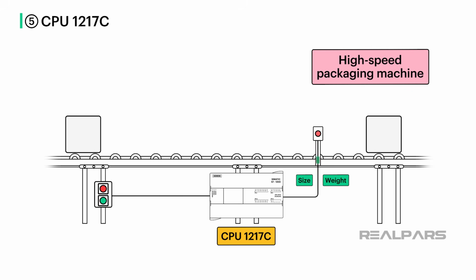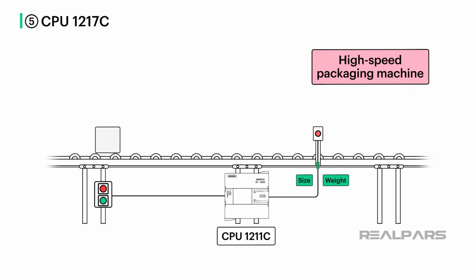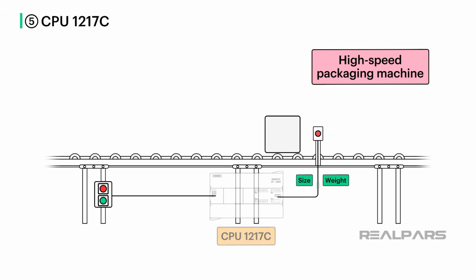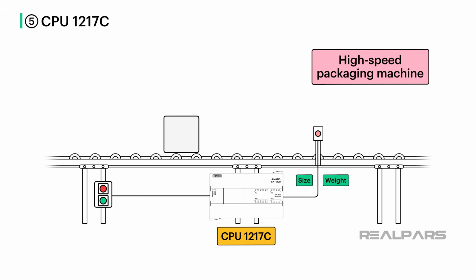This data is used to adjust the machine's settings to make sure it works as well as possible. If the data is collected too slowly, it won't be accurate enough to make the right adjustments. This means the machine won't work as well as it should. That's why a faster PLC is needed to collect the data quickly and give real-time feedback to the process.